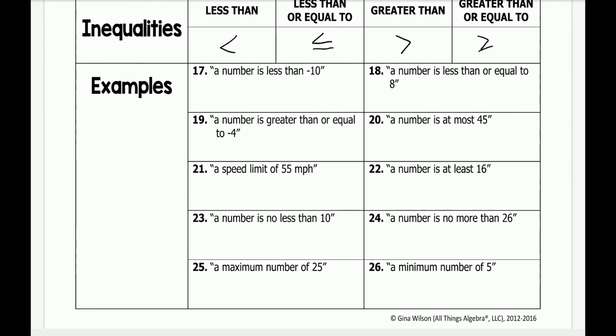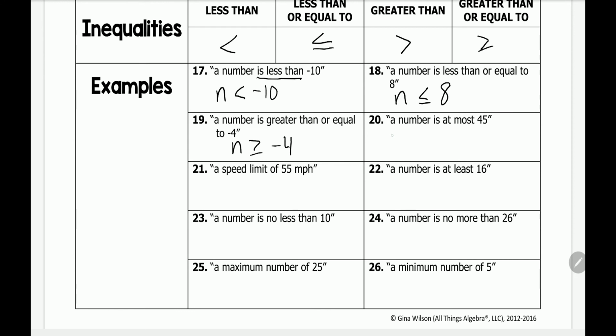Alright, so number 17. We have a number is less than negative 10. So a number is less than, so we're going to use the less than symbol, negative 10. That's number 17. Number 18. A number, so n, is less than or equal to, so that means we're going to use this symbol, 8. Now we're done with 18. 19. We have a number, n, is greater than or equal to, so we're going to be using this symbol, negative 4. This one's done.